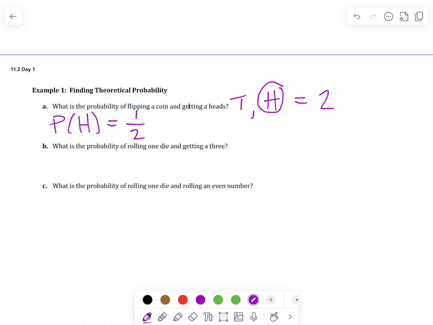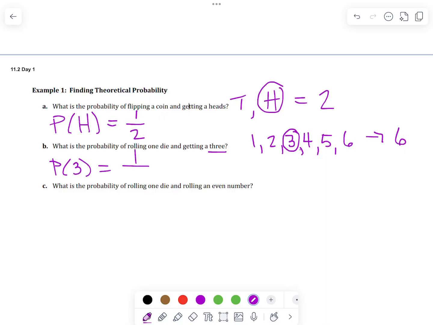What is the probability of rolling 1 dice and getting a 3? So the sample space is 1, 2, 3, 4, 5, 6, which means there's a total of 6 in the sample space, and the favorable outcome is a 3. So the probability of getting a 3, you have a 1 out of 6 chance of getting a 3.